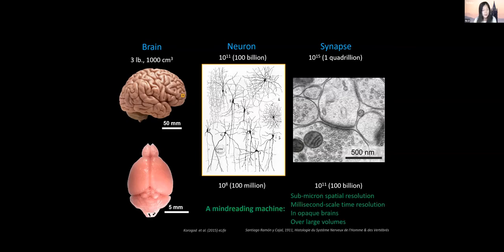Now, the ideal mind reading machine should have submicron spatial resolution, so you can see the biological processes that are happening in the individual synapses. It should have millisecond scale time resolution because this is how fast information transfers from one neuron to another. You need to be able to work in brain tissues that are not optically transparent over large volumes because that's how much the neural circuit extends itself. If you can express fluorescence protein in those neurons, then we can use optical microscopy for such a mind reading machine.